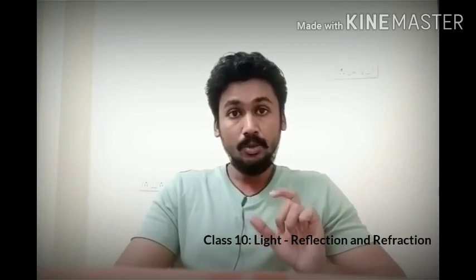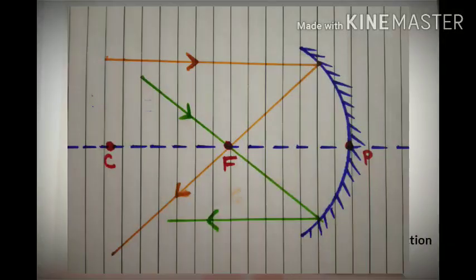Now let us talk about the reflections done by concave mirrors. There are 3 important rules that we are going to follow when we make the ray diagrams to understand image formation by concave mirrors as well as convex mirrors. In the diagram I will show it for concave mirrors, but remember the same rules apply for convex mirrors as well. First rule: a ray that is coming parallel to the principal axis, after reflection, will pass through the principal focus.